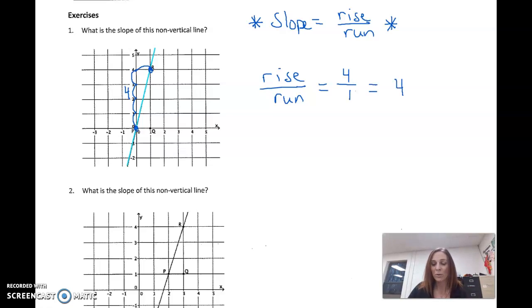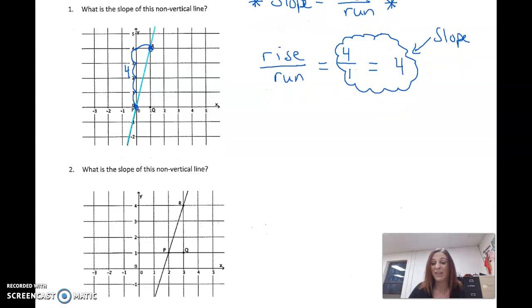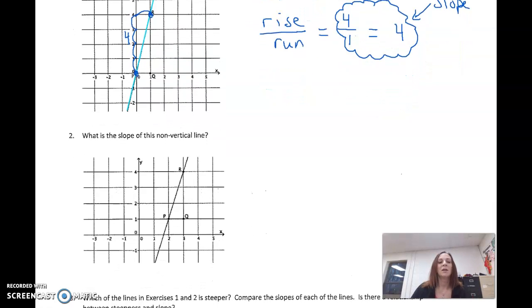So my slope, I accept either of these. This is my slope. The slope of this line is 4, or 4 over 1, because it means for every 4 units we go up, we go over 1. It's a positive number because it's going up from left to right. And being able to find this number is going to be really important later on, especially when we get into graphing. It's actually going to be a shortcut way of graphing.